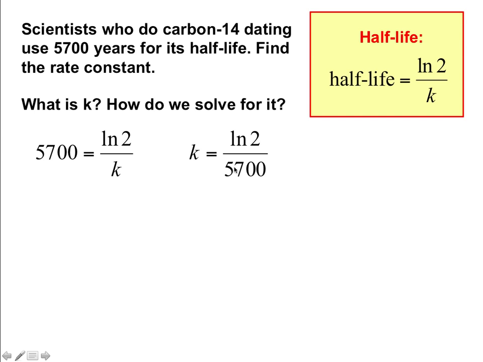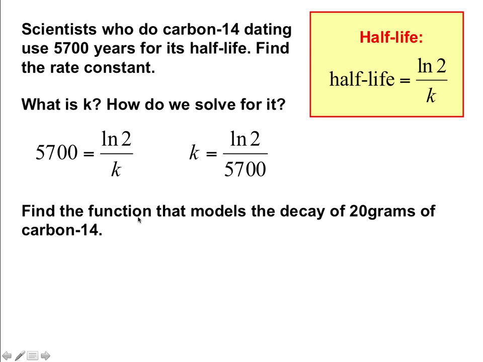I don't think I have the number in the PowerPoint, but natural log 2 divided by 5,700 ends up being 1.216 times 10 to the minus 4th. And then the example goes on to say, find the function that models the decay of 20 grams of carbon-14. So in other words, I want a function that's going to model 20 grams decaying. So we know we start out with 20. It's going to take 5,700 years to get down to 10 grams of carbon-14.